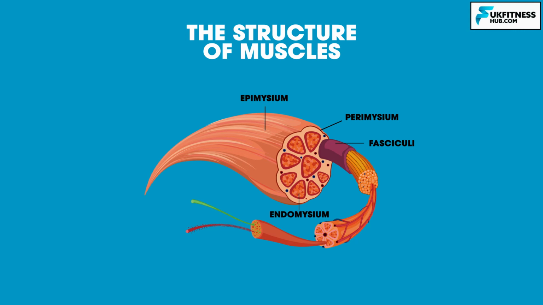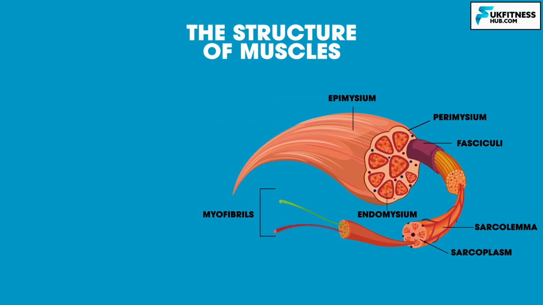Beneath the endomysium is the sarcolemma, which is the muscle fibre's cell membrane, and beneath that is the sarcoplasm, which contains glycogen, fats, and mitochondria. Each muscle fibre itself contains cylindrical organelles known as myofibrils, and each muscle fibre contains hundreds or thousands of myofibrils, which themselves are bundles of proteins called actin and myosin.